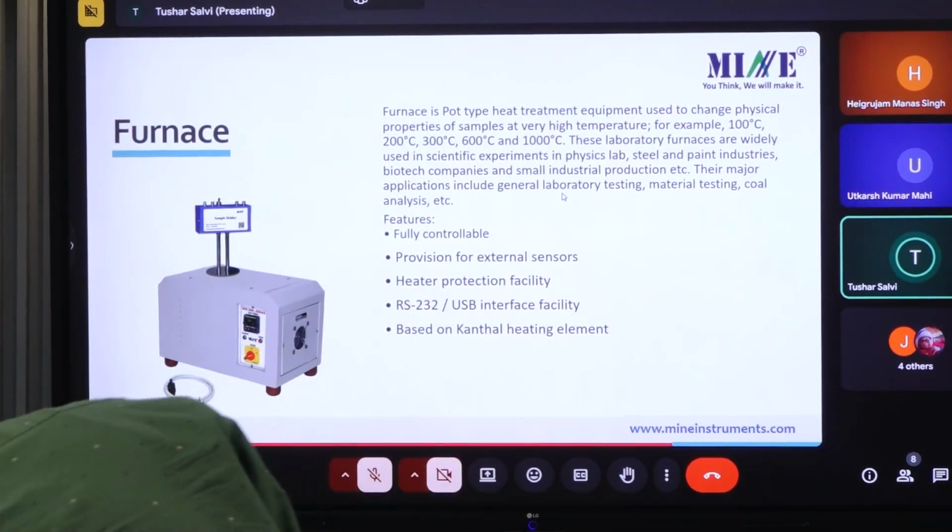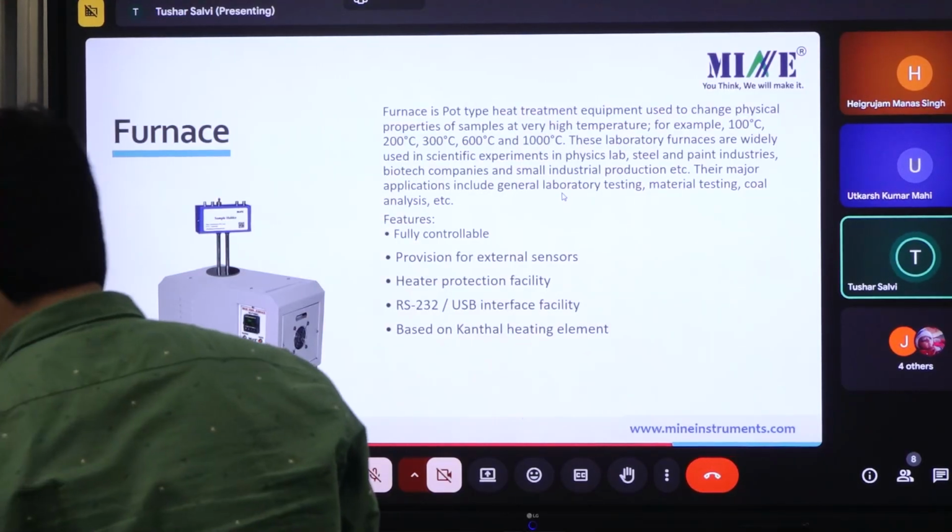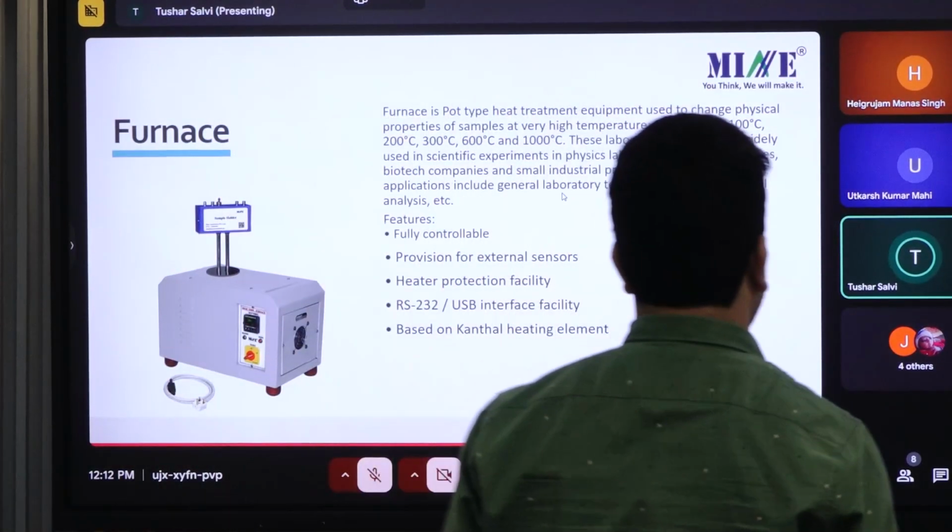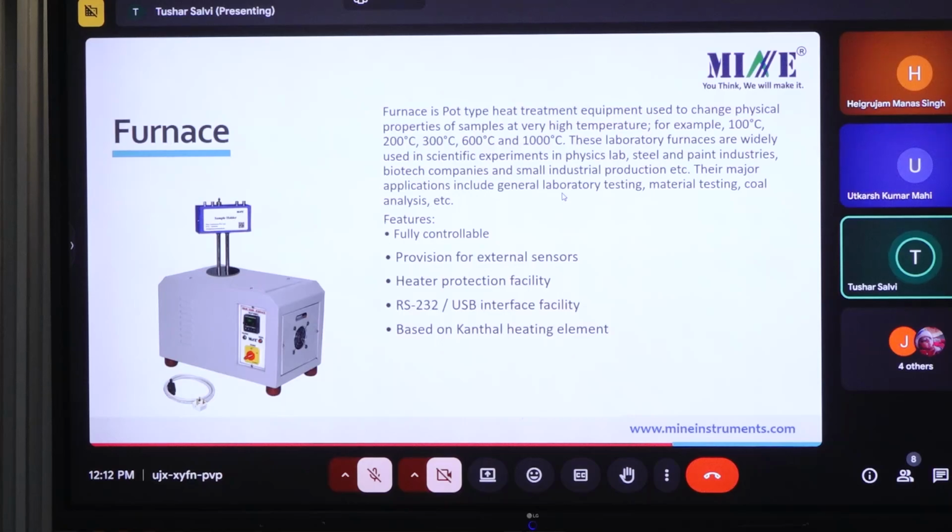Furnace is a heat treatment instrument used to change the physical property of a sample at very high temperature. For example, 100 degrees Celsius, 200 degrees Celsius, 300 degrees Celsius, and 600 degrees Celsius to 1000 degrees Celsius.